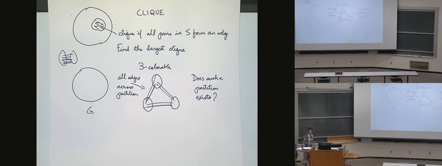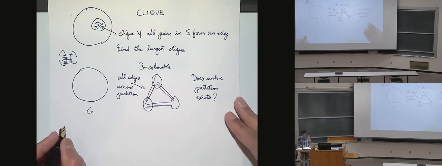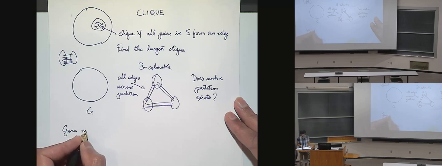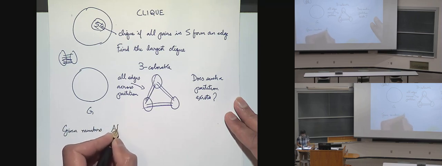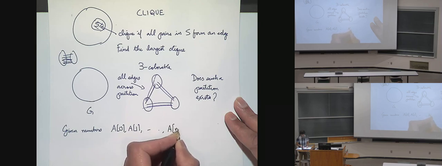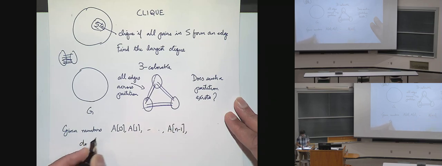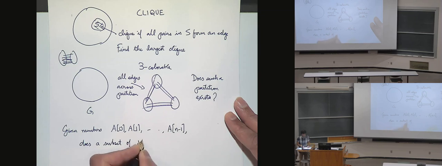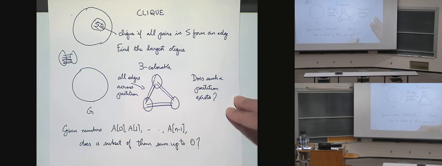I'll give you a problem that I asked in the midterm. Some version of that. Subset sum, right? Given numbers A0, A1, up to An minus 1, does a subset of them sum up to 0? It feels a lot like knapsack. Actually, knapsack is a classic problem. Like, it's just, I give you a bunch of numbers. Is there a subset of those that sum up to 0?